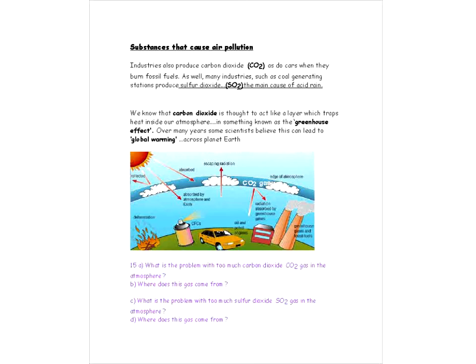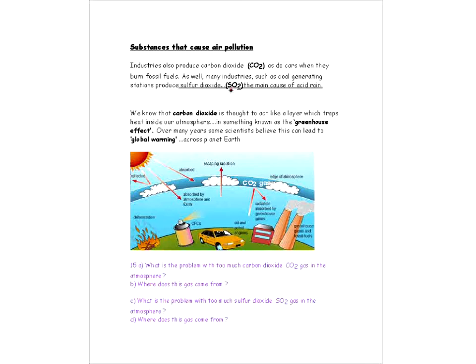So moving along, we're going to talk at this point about substances that cause air pollution. We're going to talk about carbon dioxide and sulfur dioxide. So carbon dioxide, CO2, where does it come from? Well, it comes from cars as they're burning fossil fuels as they drive along. And SO2, or sulfur dioxide, mainly comes from coal generating stations, which we have a lot of in Alberta.